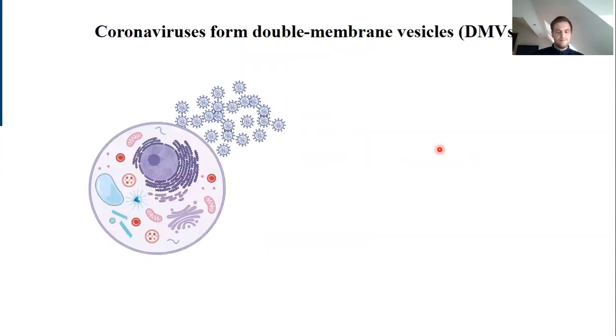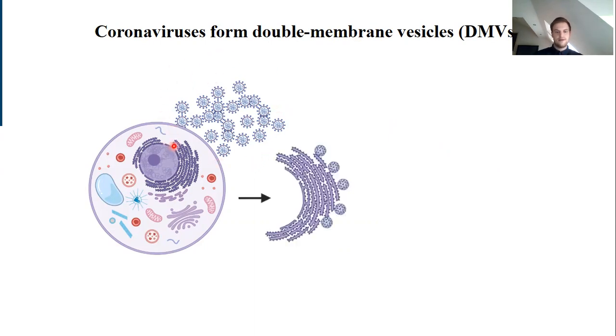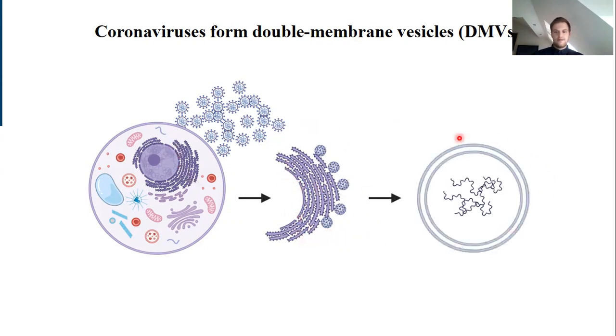Let's start with the mechanism of coronavirus infection. So coronaviruses invade our cells and steal our endomembrane system to form double membrane vesicles, so-called isolation membranes, to isolate their replication from our immune system.